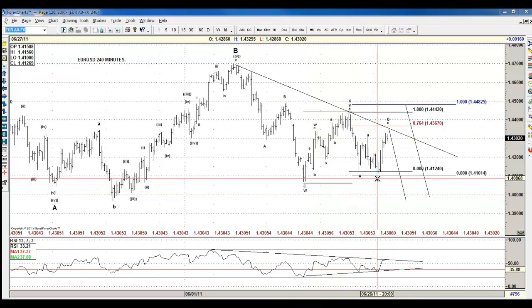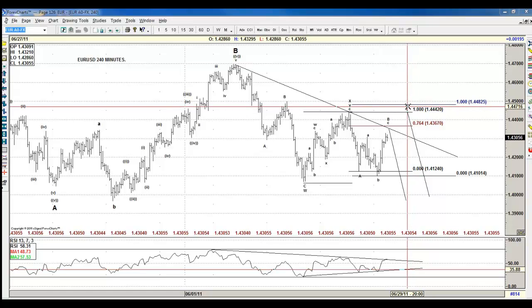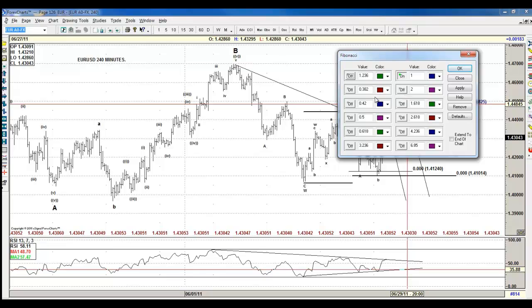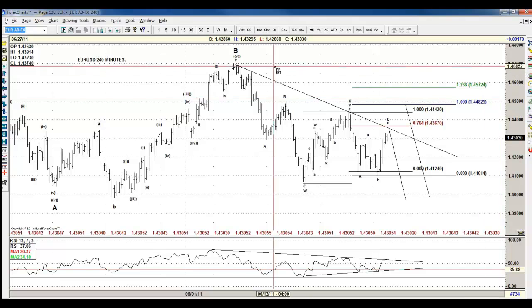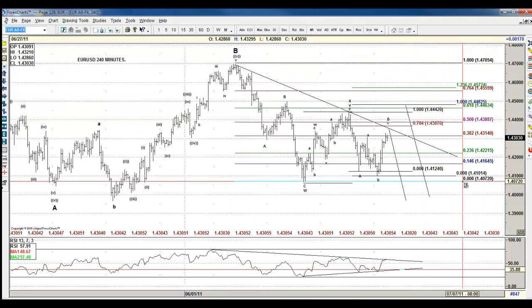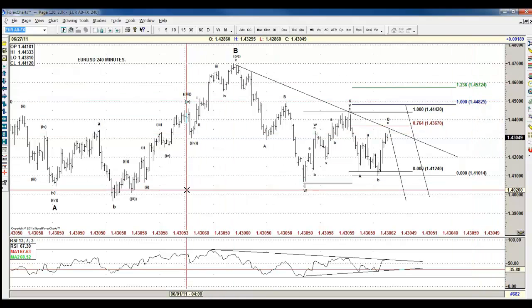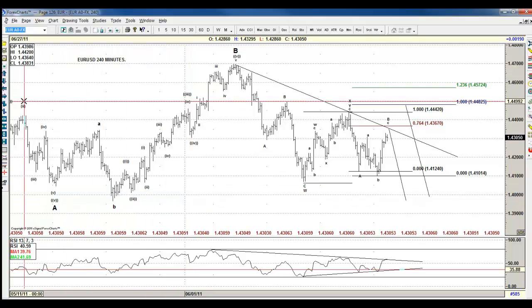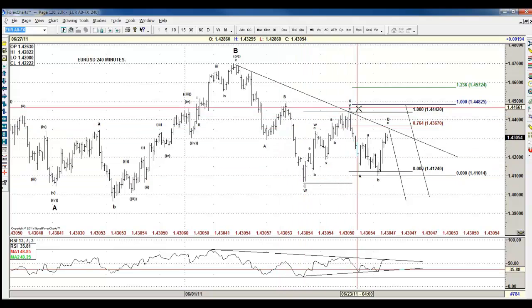My second preferred count, again, A, B, W, and then this is A, this is B in 3 waves, and then it goes higher in 5 to around 144.20, 144.82, and an extension can go as high as 145.74. That's the second scenario. 144.63, 145.59, and extension.